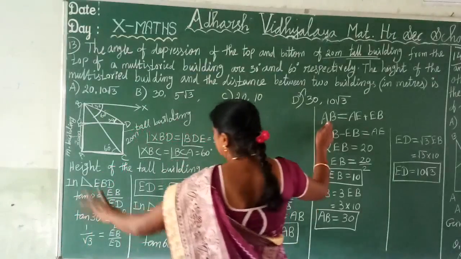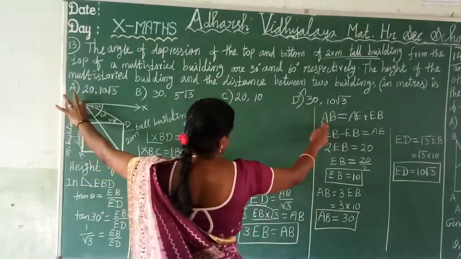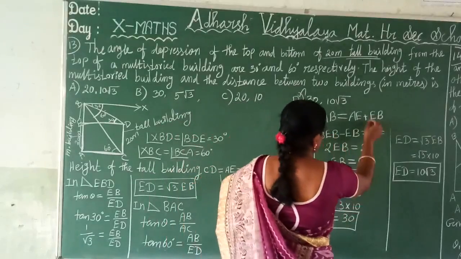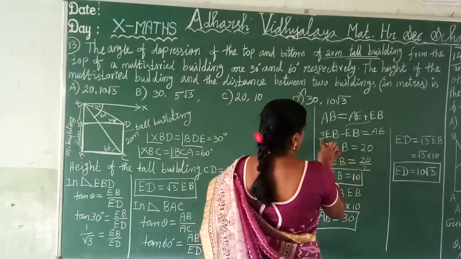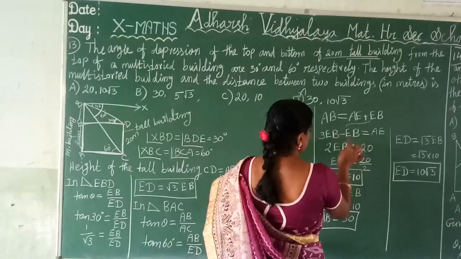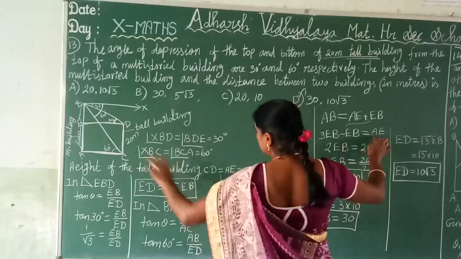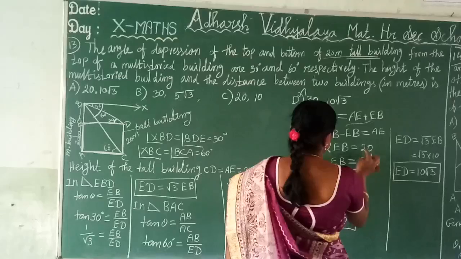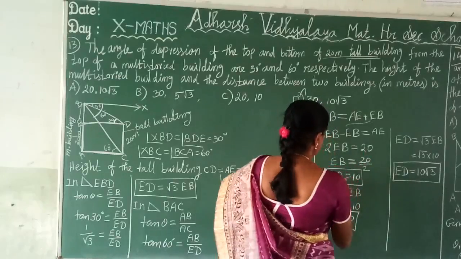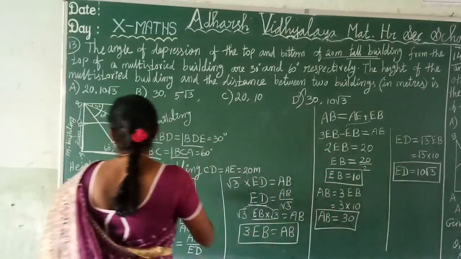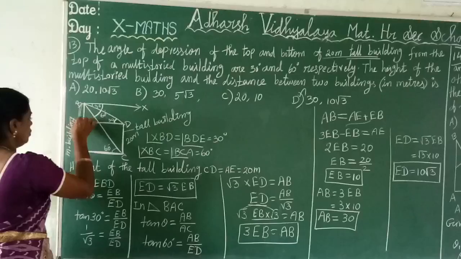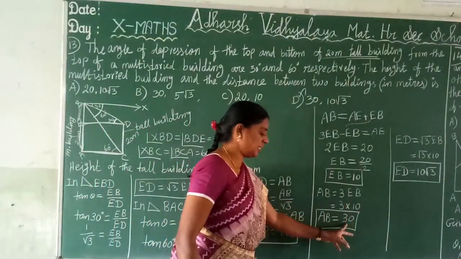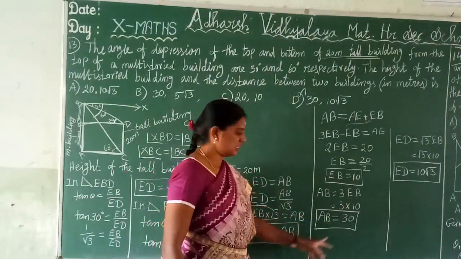Next, AB can be written as AE plus EB. Substitute AB as 3 EB: 3 EB minus EB gives 2 EB equal to AE, that is the height of the tall building, which is 20. So 2 EB equals 20, and the 2 comes inside as a divisor. So EB is 10. The total value is 3 times EB, so 3 into 10 means 30. So the height of the multi-storey building is 30.